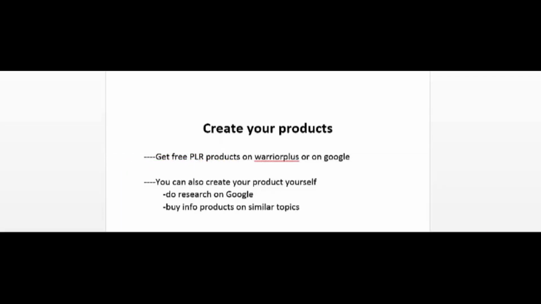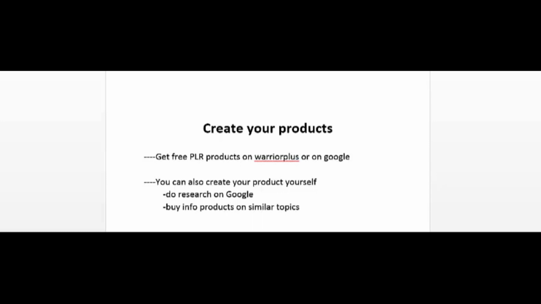Now let's talk about creating your products. You're going to need a product that you can give away on your squeeze page so that you could build your list. And if you're building a funnel and you're going to have an upsell or a one-time offer in the funnel, you're going to also have to create products for those offers. Okay, so there's a few ways you could go about this.